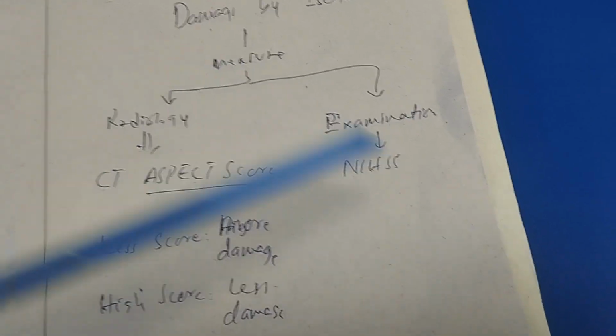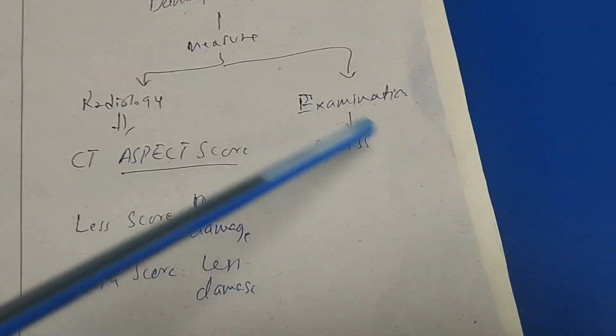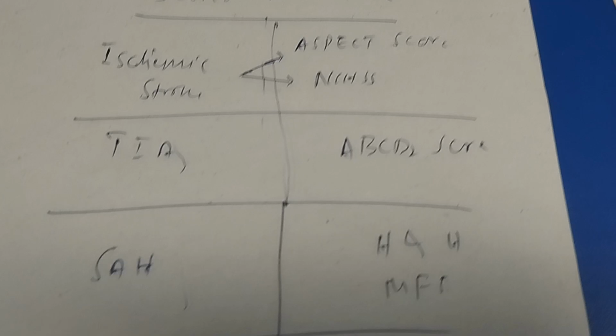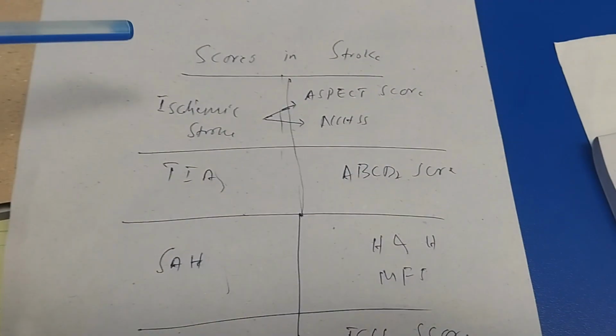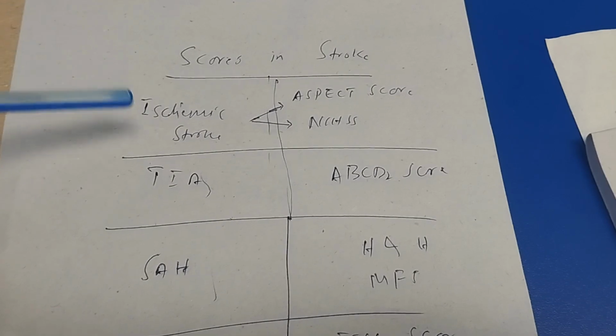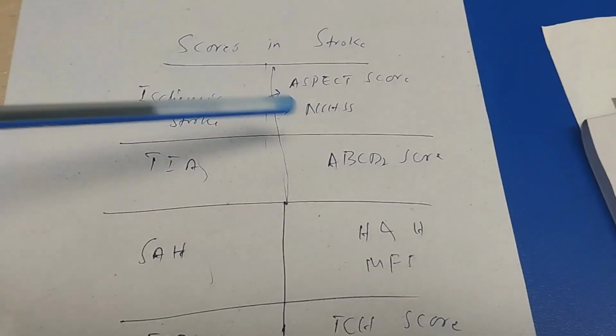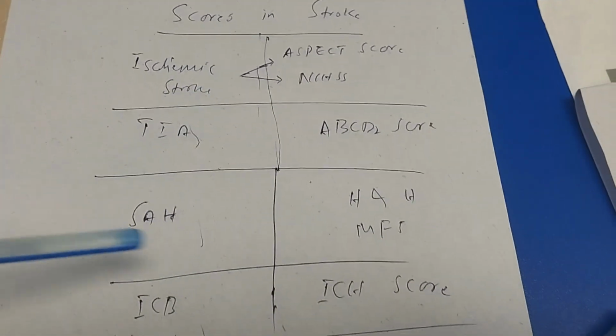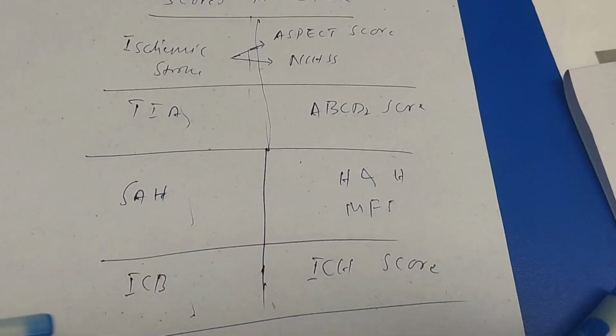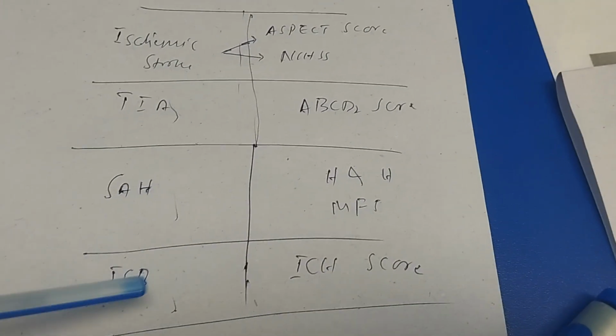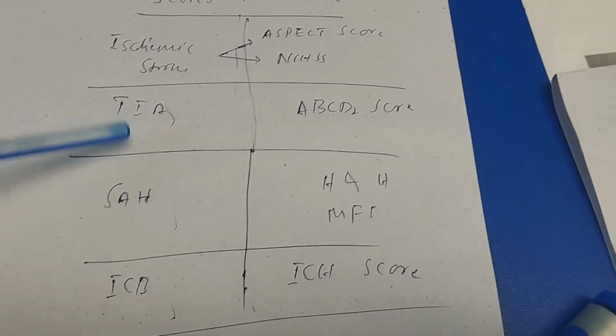NIHSS score: my next video will be on NIHSS. This is very important, and with the last video, which will be on NIHSS, we will be finishing the scores in stroke: ischemic ASPECT and NIHSS, TIA ABCD2 score, SAH HNH and MFS score, ICH score. I already uploaded videos on ICH, SAH and TIA.